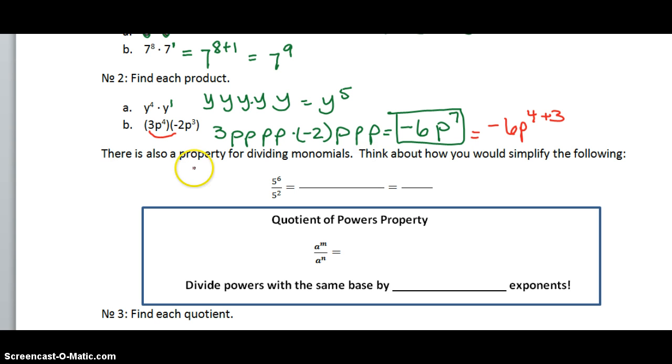All right, let's talk about what we're going to do for dividing monomials. Here I have 5 times itself 6 times.